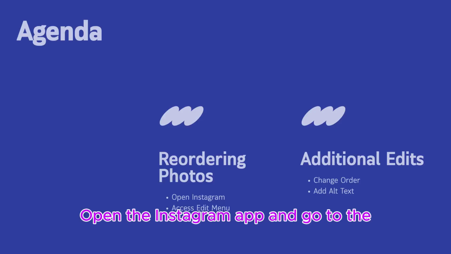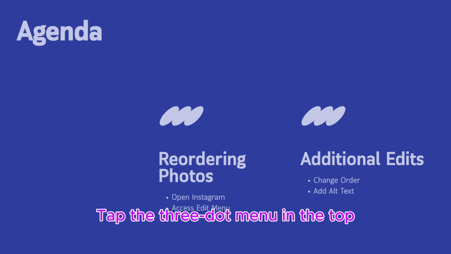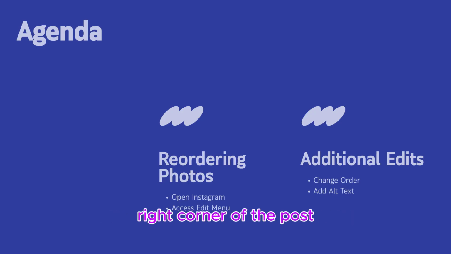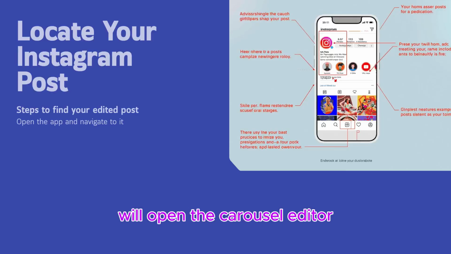Open the Instagram app and go to the post you want to edit. Tap the three-dot menu in the top right corner of the post. Select Edit. This will open the carousel editor.